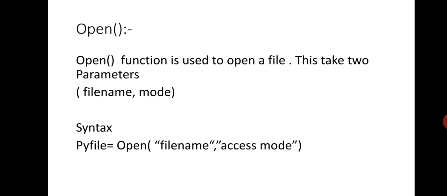Let's look at the syntax of how to open a file. The file object equals open, file name and access mode, in which mode we are going to access the file. So this is all about dealing with the file. To open a file, this function is used.